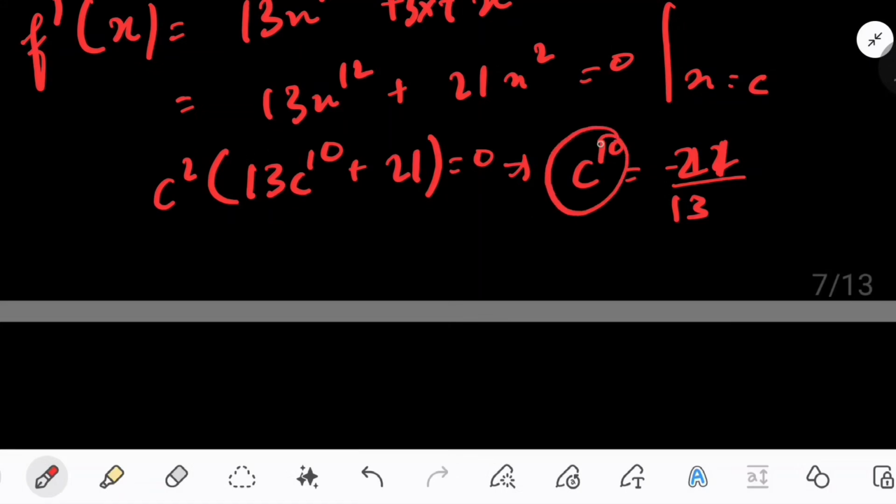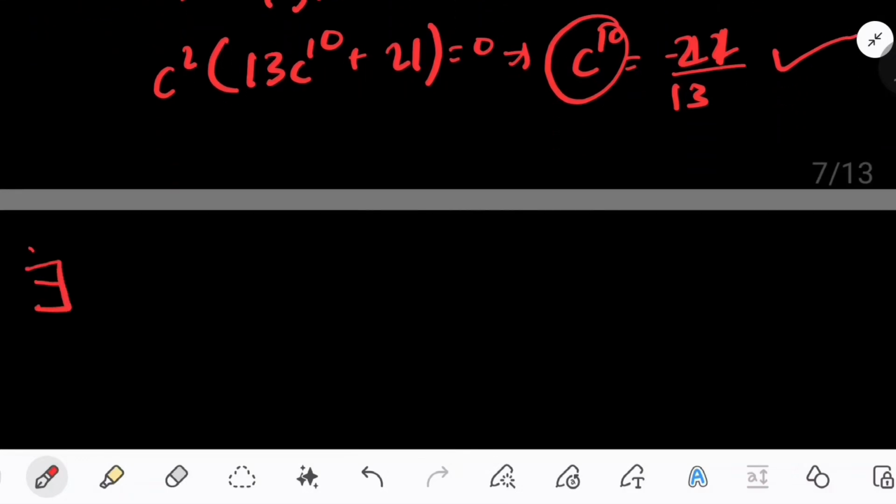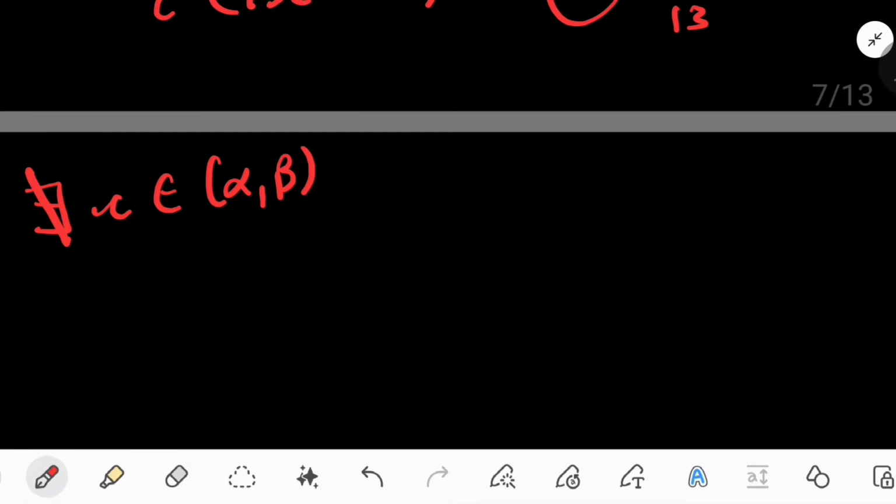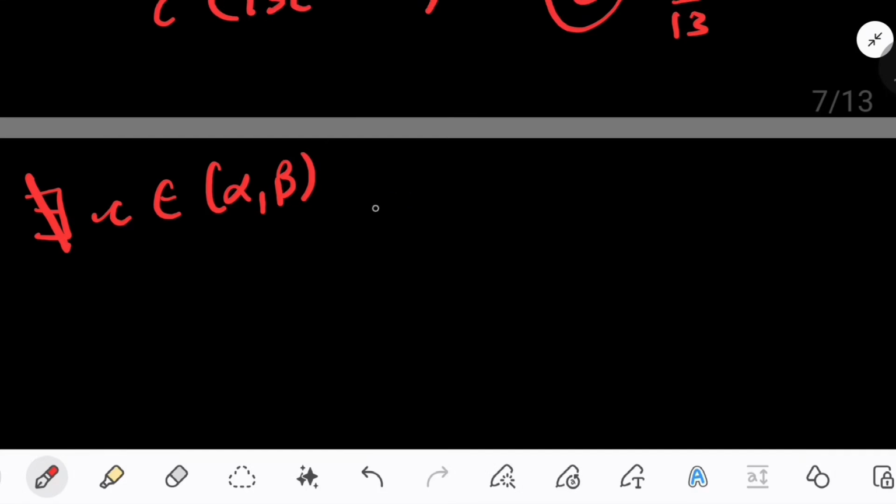And observe that it is c raised to the power 10, which means c raised to some even power, so it can't be a negative number. So it implies there exists no c belonging to alpha to beta, right? Which means there exists no two real roots, or more than that. So there are only two possibilities: there can be no real root or there can be one real root.